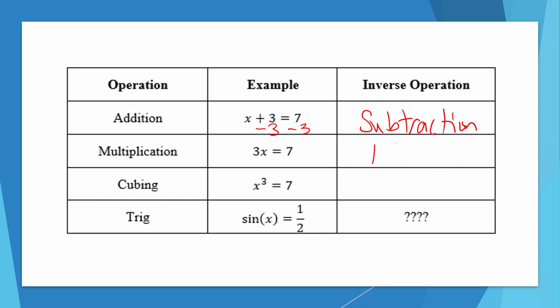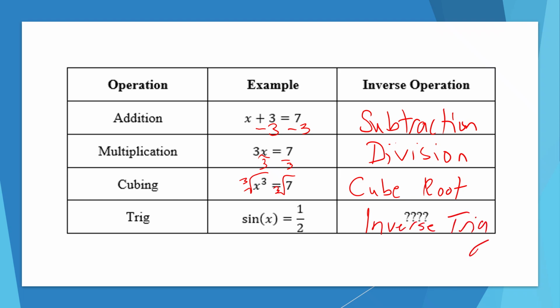For multiplication, the inverse operation is division. Here you would divide both sides by 3 to solve for x. For cubing, to undo that, we are going to do the cube root. There's really not a fancy name for this, so it's literally just cube root. And then trig, how do we solve for x? We are going to use something called inverse trig. So I know, really fancy name, but that is the name for what we're going to talk about today.